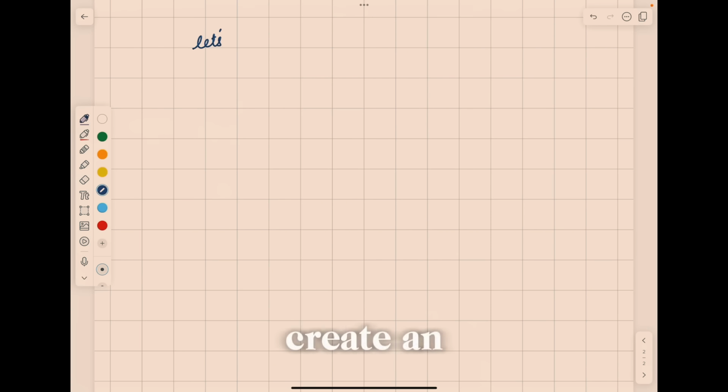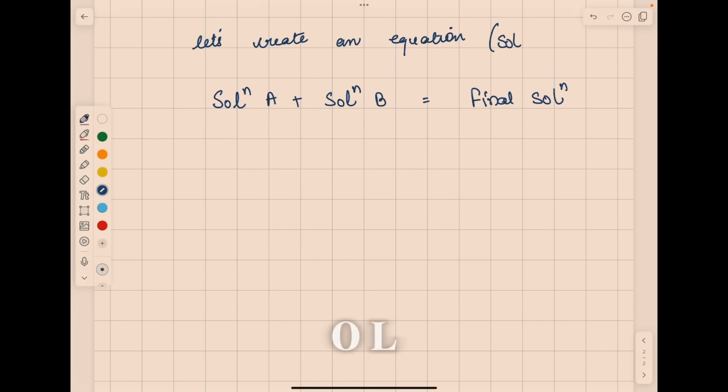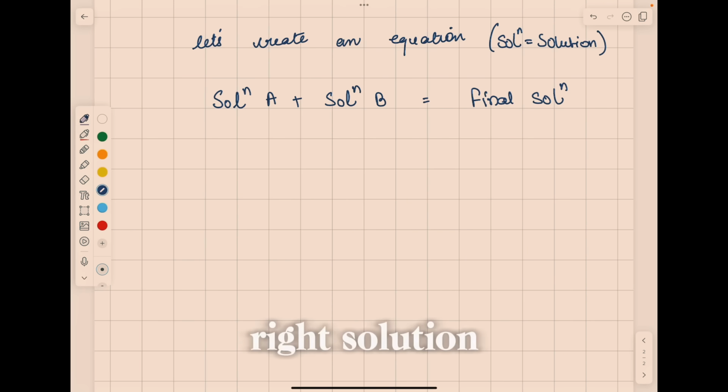Now let's create an equation. And how can we create an equation? We know that if we mix solution A with solution B, we get our final solution. So solution A plus solution B would give me my final solution. Here SOLN is just my shortcut to write solution.